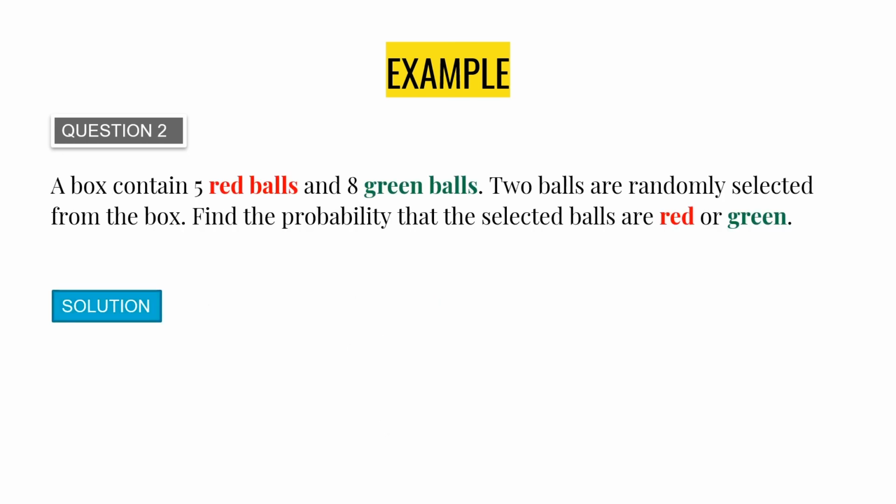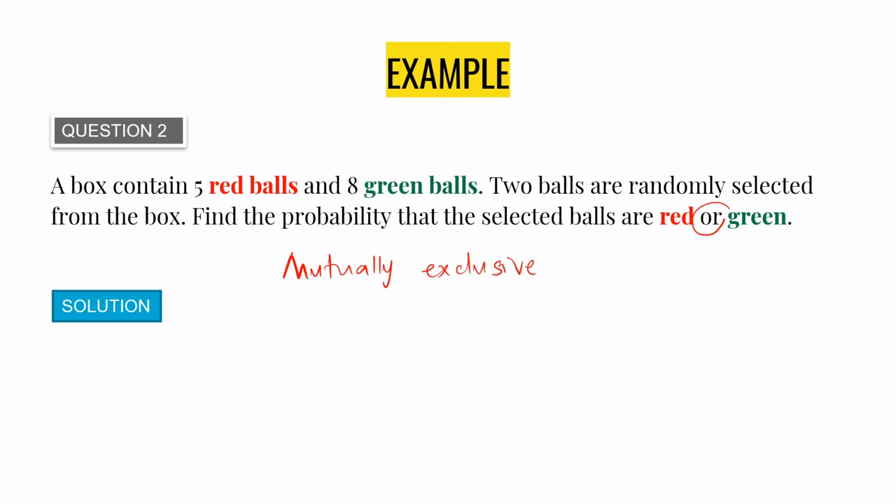Okay, the second example. Here we have a box containing 5 red balls and 8 green balls. 2 balls are randomly selected from the box. Find the probability that the selected balls are red or green. So either red or green. The first thing, we have to determine whether these two events are mutually or non-mutually exclusive. Obviously these two events are mutually exclusive. Why? Because when we want to choose red balls, it is not affected by the probability of getting green balls. There is no relation, nothing in common. So these two events are mutually exclusive events.